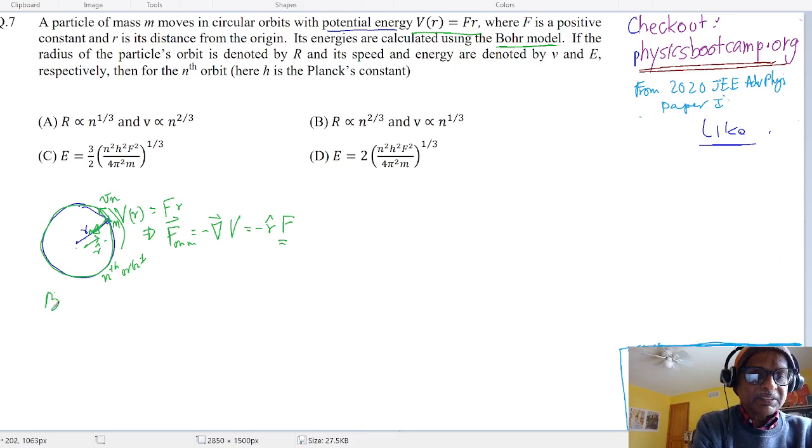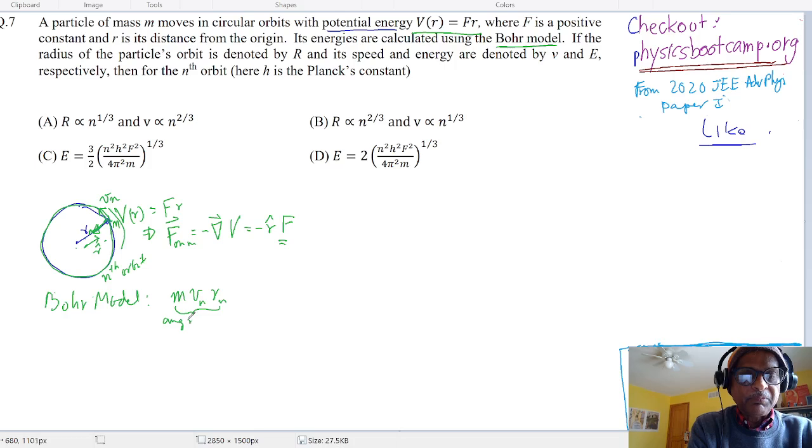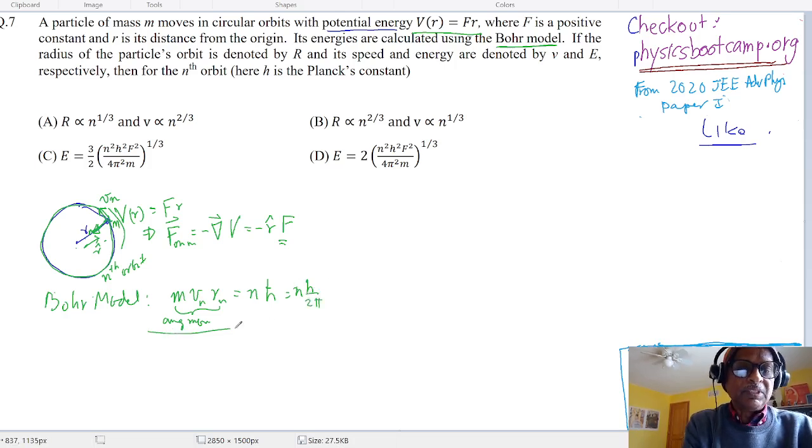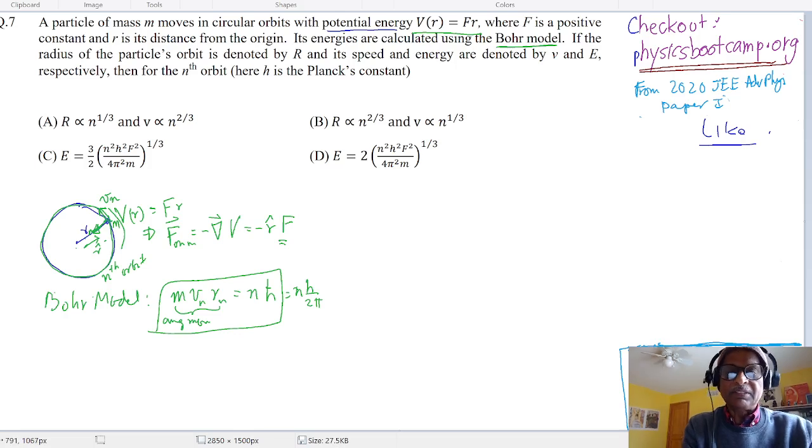So the Bohr model is basically this statement: m v_n r_n, which is the angular momentum, is some number n times h bar, where h bar is h over 2 pi. So this is the Bohr model. Everything else uses this. Energy uses this, r uses this, v uses this, and then those become the predictions of the Bohr model.